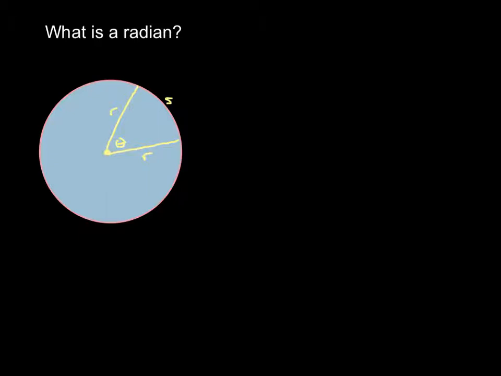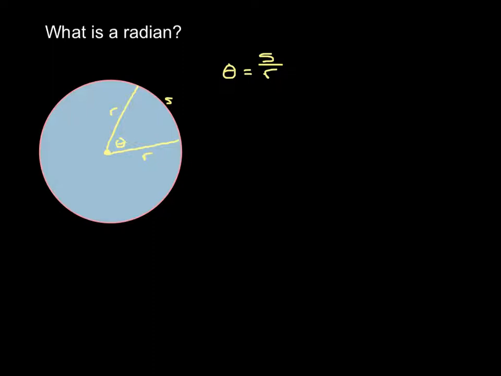Now to give a formal definition for a radian. The difference between radians and degrees is basically a radian is the relationship between a radius and the arc length. So let's say theta in radians is going to equal S divided by R. Okay, this S meaning this is our arc length, and our radius is our R.